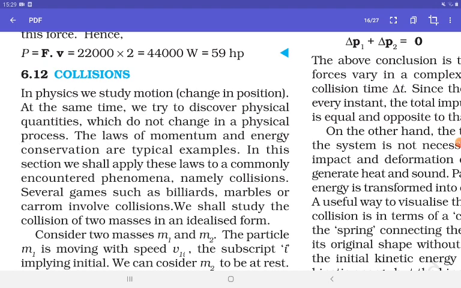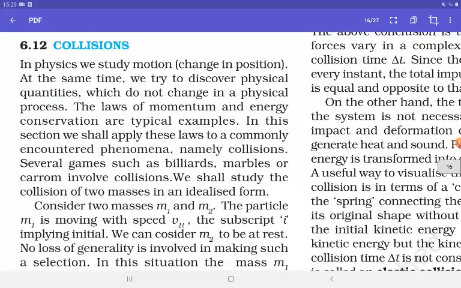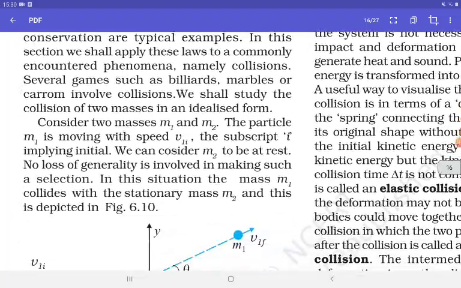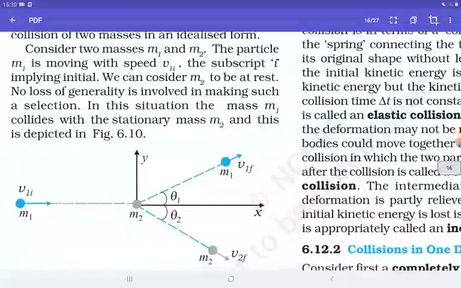Several games such as billiards, marbles, or carom involve collisions. We shall study the collision of two masses in an idealized form. Consider two masses m1 and m2. The particle m1 is moving with a speed v1i, the subscript i implying initial. We can consider m2 to be at rest. No loss of generality is involved in making such a selection. In this situation, the mass m1 collides with the stationary mass m2, and this is depicted in figure 6.12.